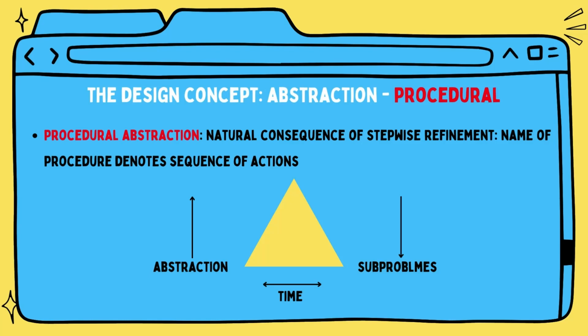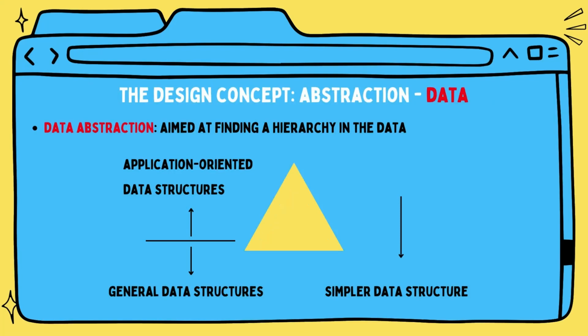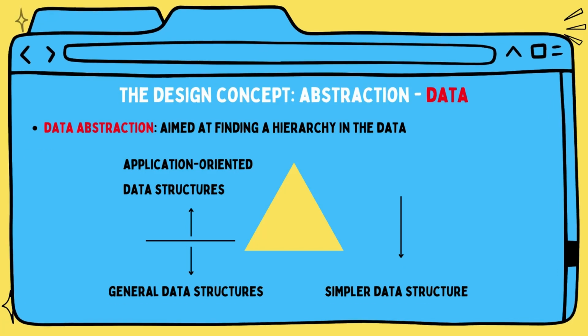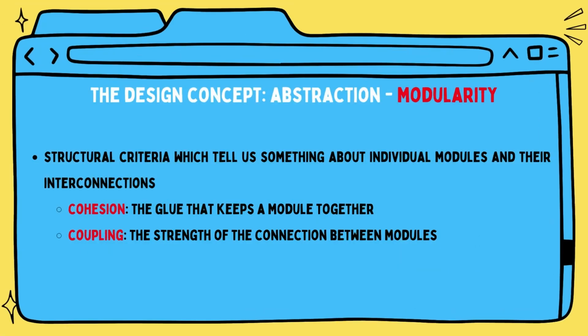Design abstraction, procedural. Procedural abstraction is a natural consequence of stepwise refinement; the name of a procedure denotes a sequence of actions. Data abstraction is aimed at finding a hierarchy in the data. Modularity: structural criteria which tell us something about individual modules and their interconnection.